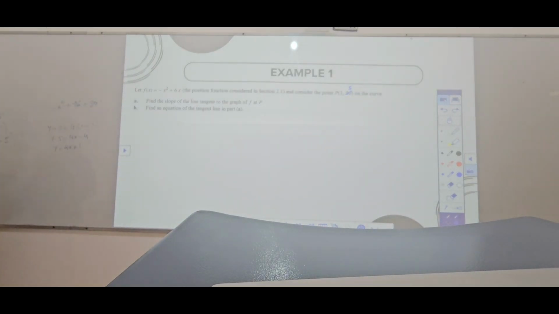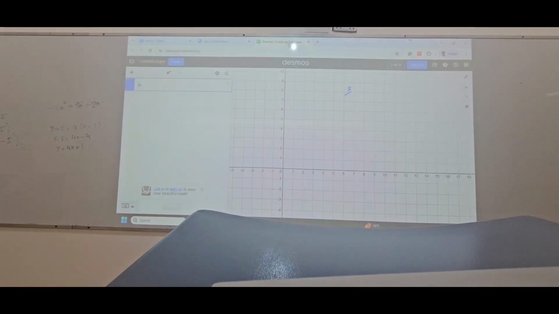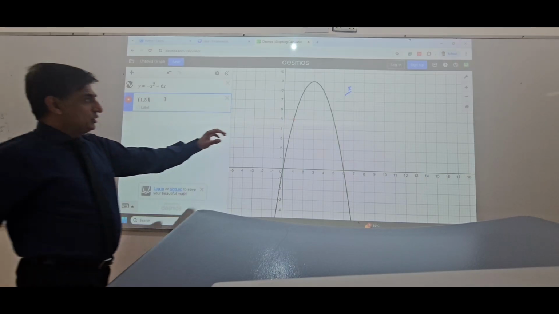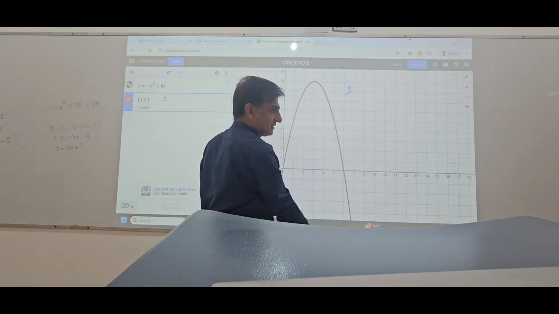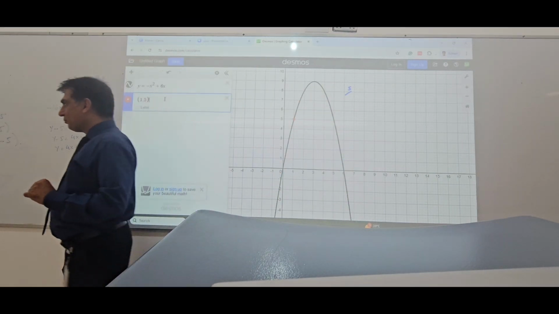So what I'm going to do is go to Desmos, because it's always good to visualize, because as we always say, you learn more when you can visualize. Minus x squared plus 6x. So this is the graph basically that we are looking for. And then there is a point on this curve which is at (1, 5). So this is the point that we will be looking at. All right, so this is the curve minus x squared plus 6x, and this is the point on that curve.